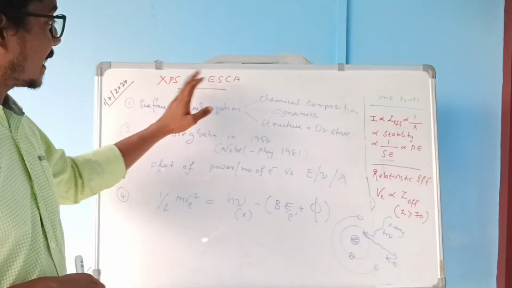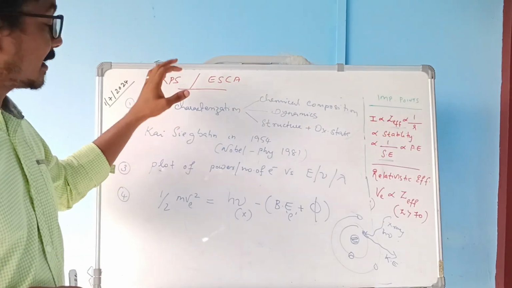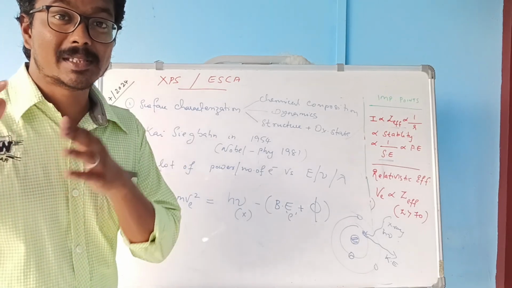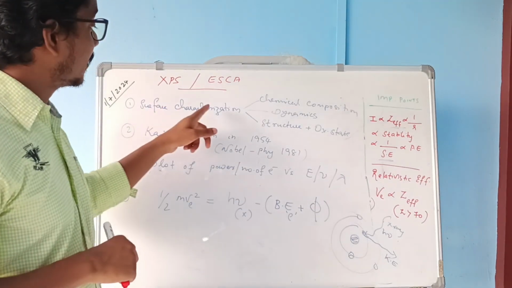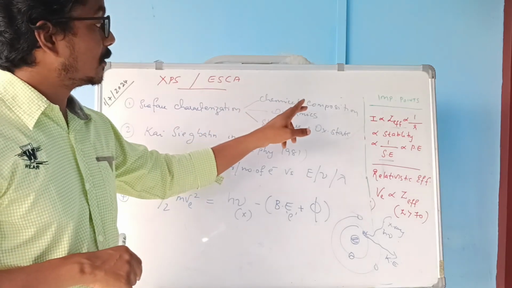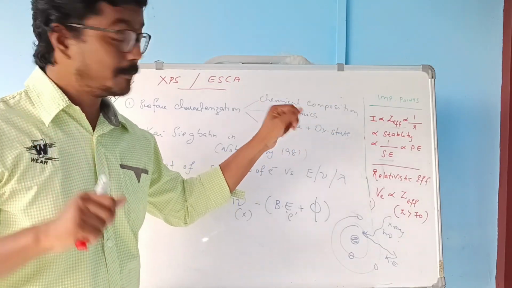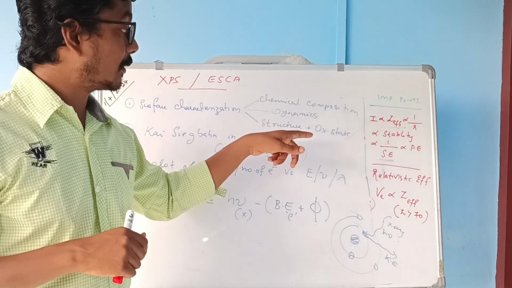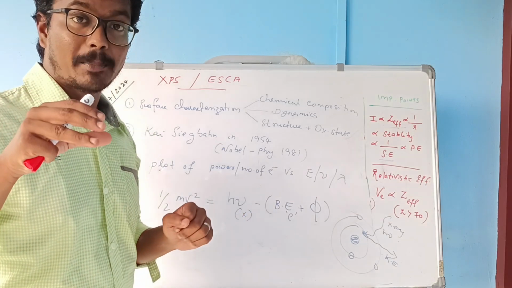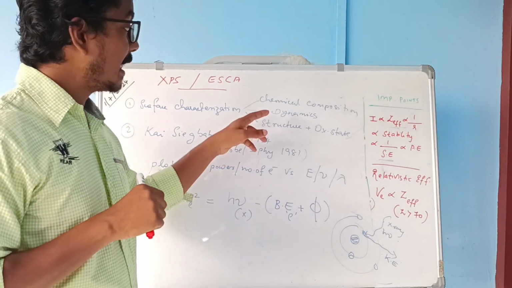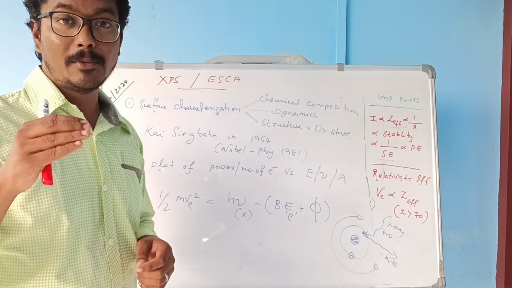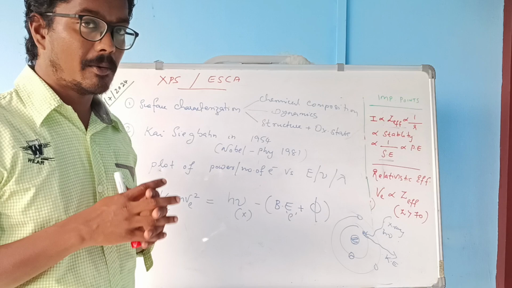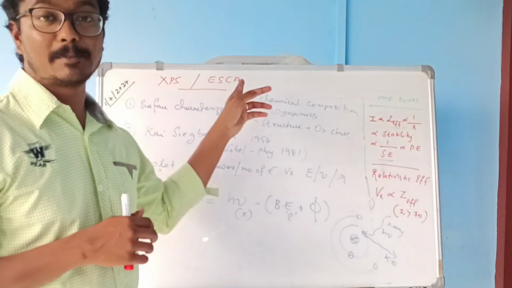So here XPS, X-ray photoelectron spectroscopy, where X-ray is the source to strike the surface of the sample, is used for surface characterization to determine the chemical composition of a sample, what kind of structure occurs, the oxidation state of that particular molecule or atom, and dynamics. Dynamics means how they are oriented and what the dynamics of the electron in it is. Almost all details we can get from the XPS result.